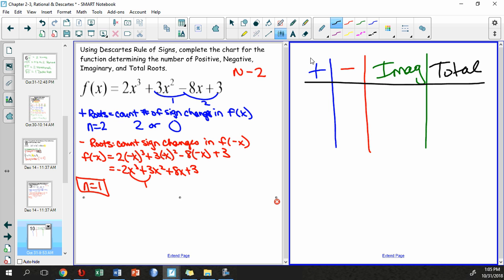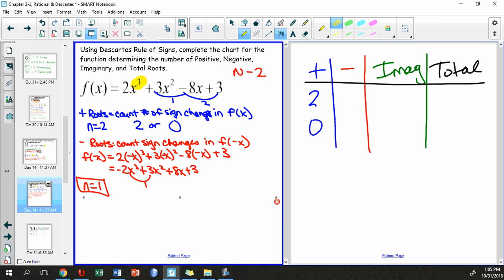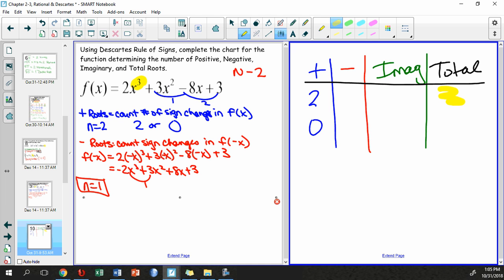Do we see that? How many positive roots does it say I'm potentially going to have? I can have 2 or I can have 0 positive roots. Yes? According to my lovely little power, how many total roots should I have every time? I should have 3. So I come over here and I'm going to put 3 both times. Correct?